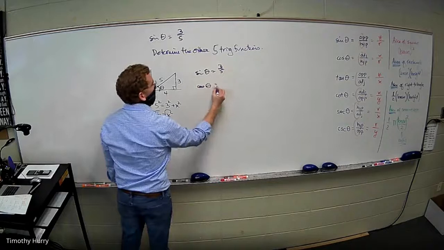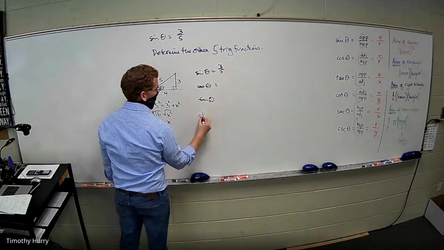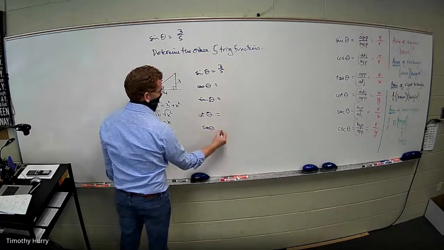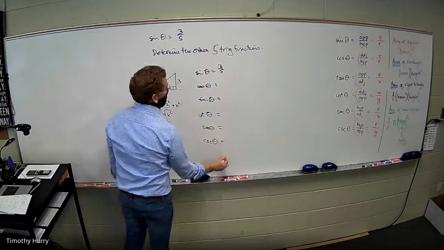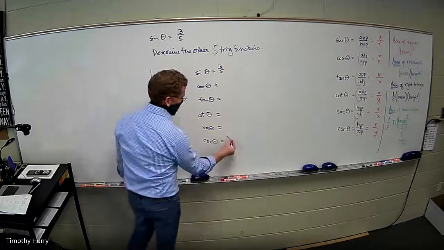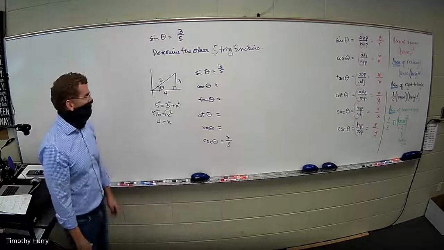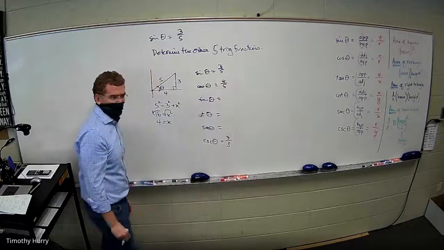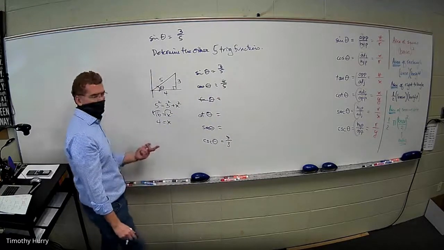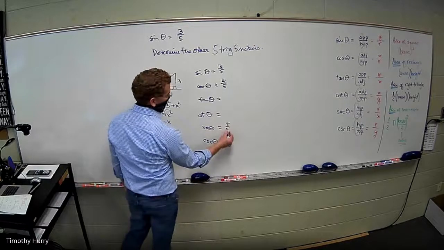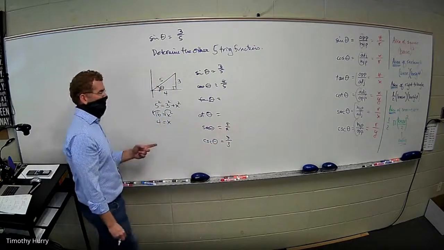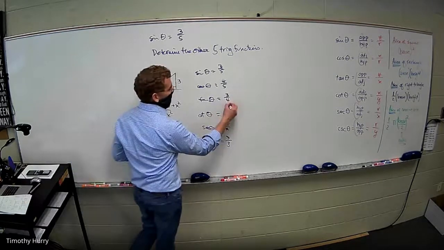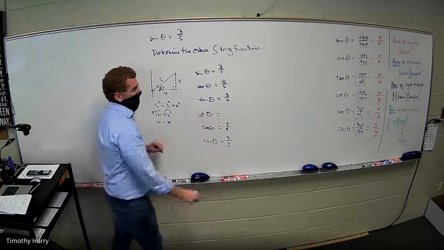But now I can find cosine, tangent, cotangent, secant, cosecant. Hopefully you know sine and cosecant even if you get stuck, because that's just a reciprocal. But what am I going to get for cosine? 4/5, which means secant is 5/4. And if tangent of the angle is 3/4, then the cotangent of the angle is 4/3.